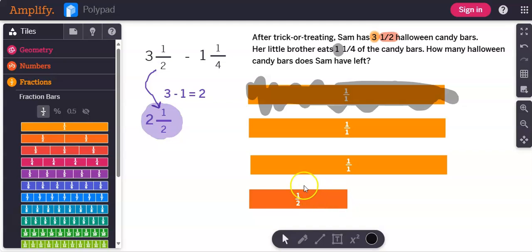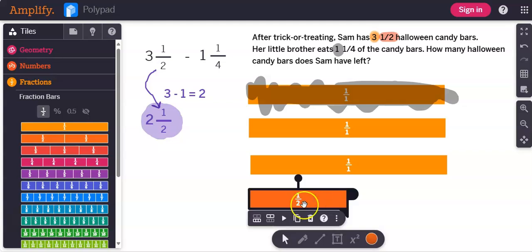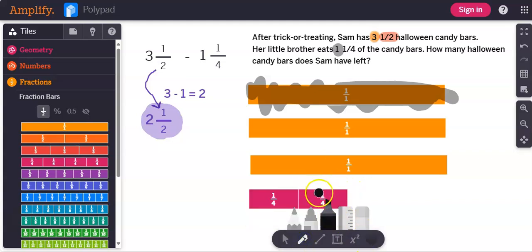However, if we look at our 1/2 candy bar over here, we would know that we can split this into fourths because 1/2 is equal to 2/4. So we will go ahead and split that into fourths. And then we can shade in another fourth of this candy bar to represent the rest of the candy bars that her brother ate, which is right there.